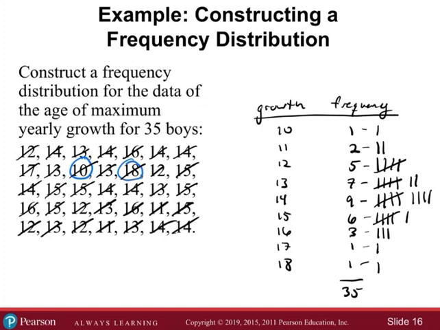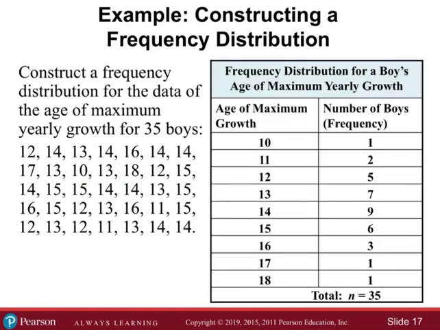So then now looking at this, we see the age of maximum yearly growth. Most boys had the max growth at age 14. There were nine boys that had that growth. So, you can anticipate that age is where there is most likely to be a growth spurt, right? Because that had the highest frequency. Okay, let's see. I think I'm interpreting that properly.